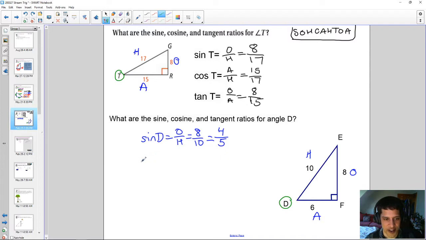What about cosine of D? Cosine of D is adjacent over hypotenuse, which is 6 over 10, which reduces to 3 divided by 5. And then tan of D is going to be equal to opposite over adjacent, which is 8 divided by 6, which we can reduce to 4 divided by 3.